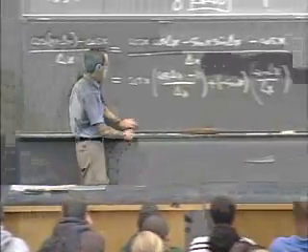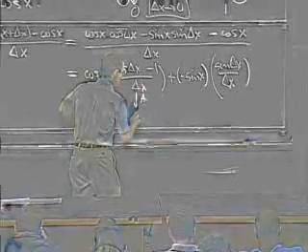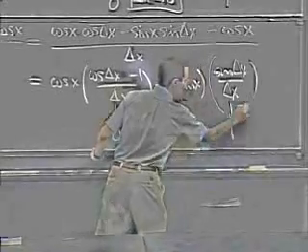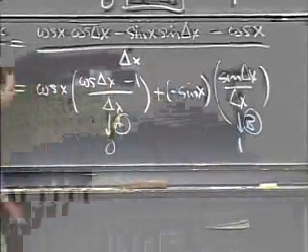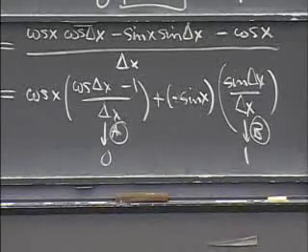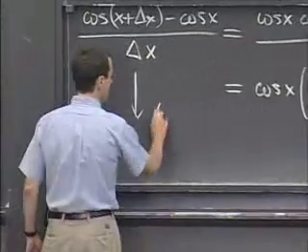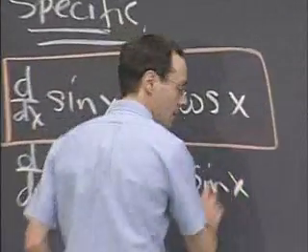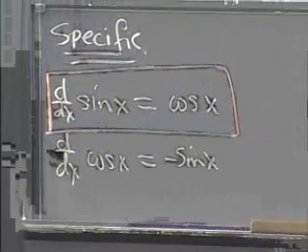OK, again, by A, we get that this is 0, as delta x tends to 0, and this is 1. Those are the properties I called A and B. And so the result here, as delta x tends to 0, is that we get negative sine x. That's the factor, negative sine x. All right, so this guy is negative sine x. Now I'll put a little box around that too.